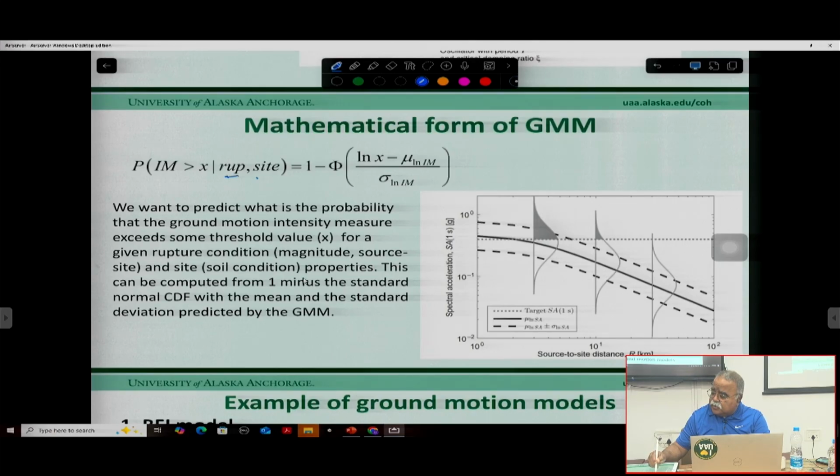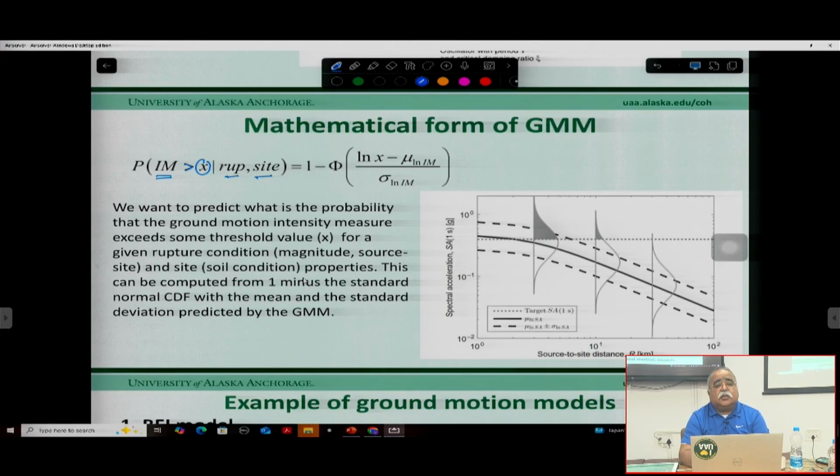Right. So the rupture and the site are given. That means one fault is there, that fault's rupture history is known to you, and the site is known to you. So for a given rupture and given site, we try to calculate the probability of any intensity measure, either peak ground acceleration, peak ground velocity, or spectral acceleration, exceeding a certain value, right? That is what we need to calculate first.